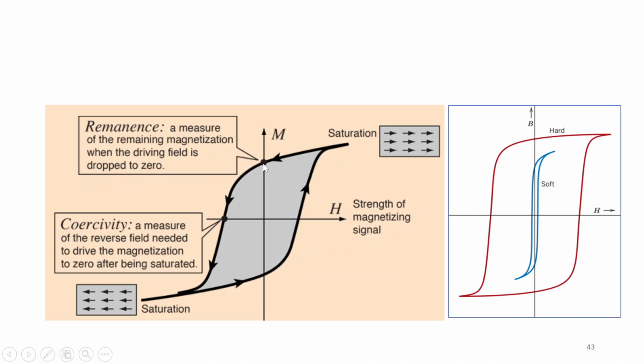This is the remanence. And after this, to bring this magnetization to 0, you have to apply magnetic field in negative direction. So this is the coercivity, which is a measure of the reverse field needed to drive the magnetization to 0 after being saturated. Then you follow this similar type of loop in negative direction as well. It shows whether your material is soft magnet or hard magnet as shown from here.